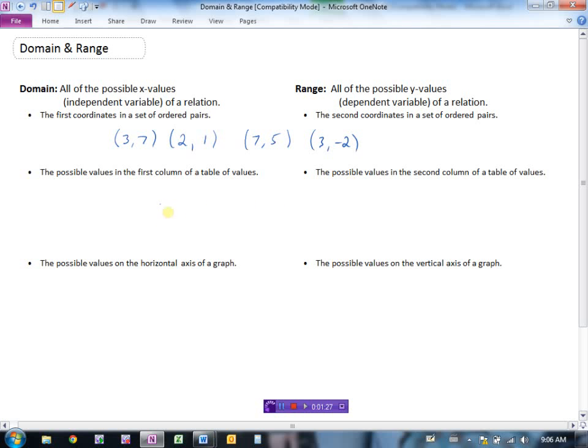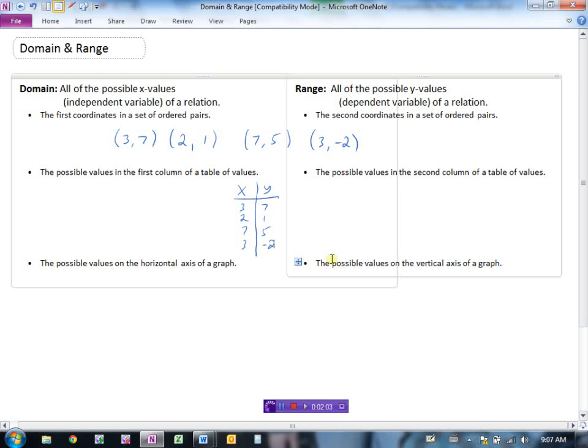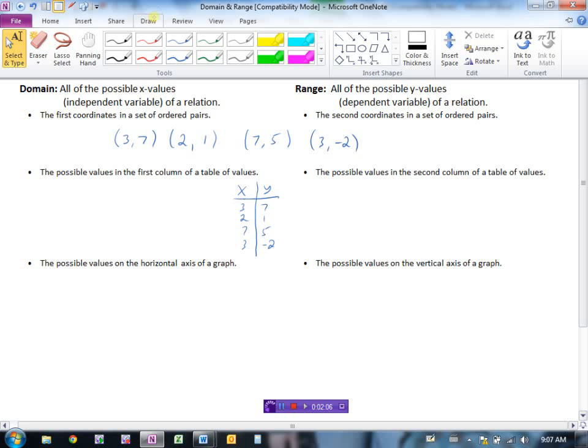The other way we could do this is to put these in a table of values. So if I put these same points in here, (3, 7), (2, 1), (7, 5), (3, -2), then the domain would be expressed by the possible values in the first column. Those are our x values. So the possible x values are, again, 3, 2, and 7. And the range, the y values, that's the possible values in the second column, would be 7, 1, 5, and -2. Another way we can describe the domain and the range is to draw a graph.